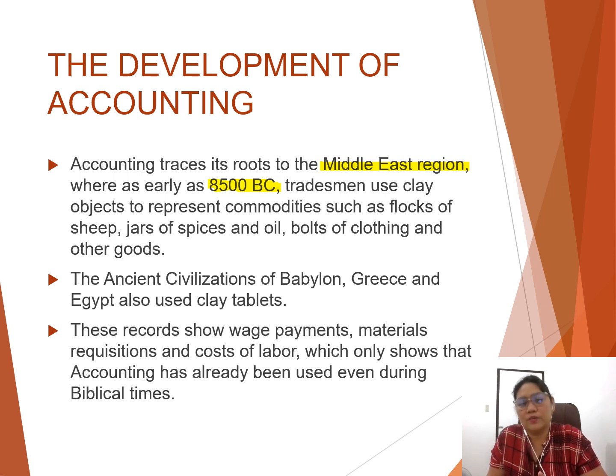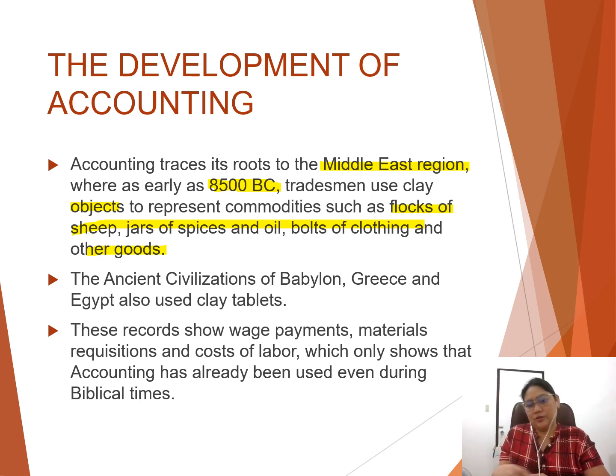Kasi syempre that time, wala pa noong papel. Ayan. So, ang ginagamit pa nila ay clay objects that represent commodities. Such as what? Flocks of sheep, jars of spices, oil, balls of clothing, and other goods. Because itong time na ito, wala pa ring pera. So, ang wealth or possession ng isang tao, makikita mo sa dami ng alaga niyang hayop, yan, sa mga spices na meron siya, at sa mga damit na meron siya and other goods.